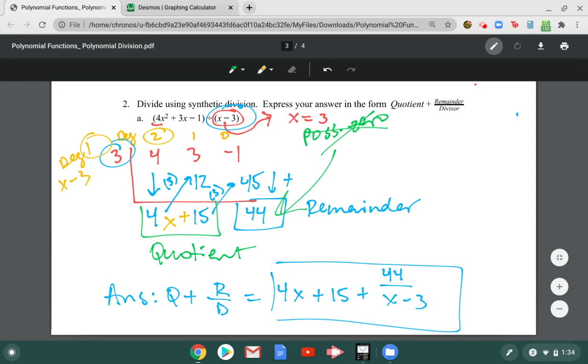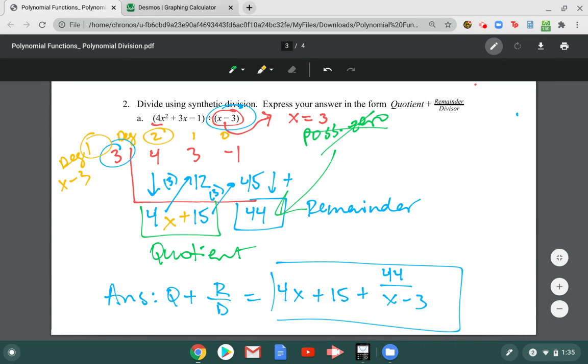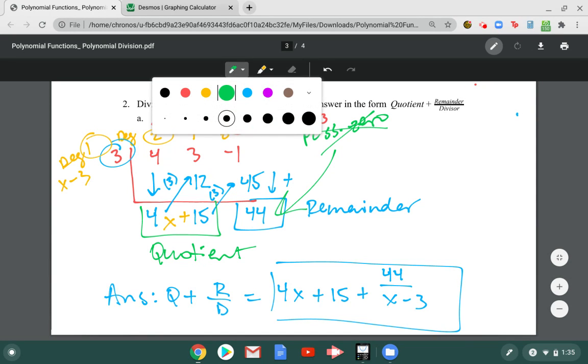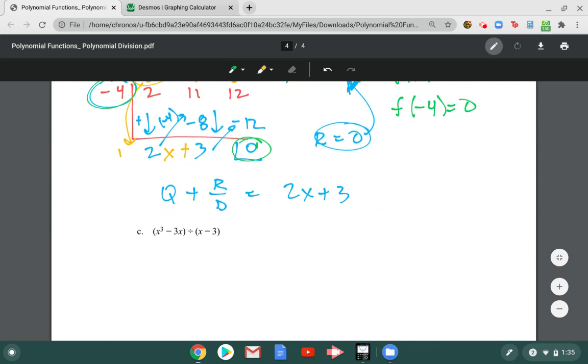But let's take a look and see what f of 3 is. 3 is over here somewhere. So if I put 3 into this function, oh, not 4, 3, we see that f of 3 is 44. So I have another really nice result out of this synthetic division. The synthetic division gives me the function value. So f of 3, the number that I was dividing in, is equal to that remainder, 44. Okay, very cool. Love synthetic division. Let's do another one.